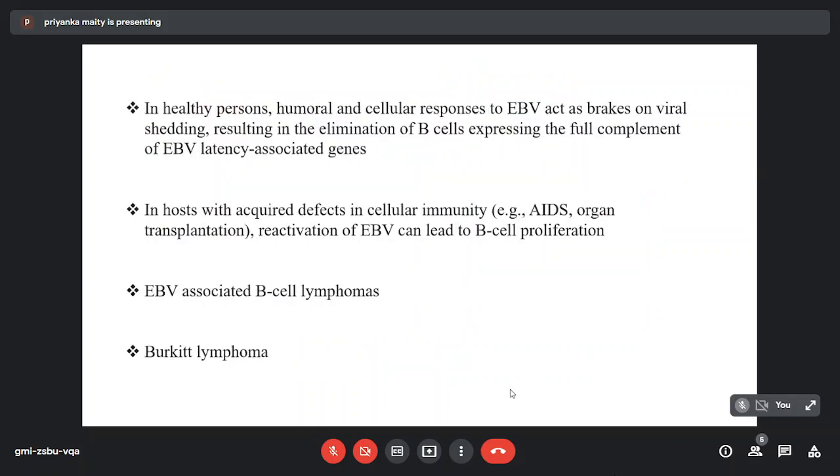In healthy persons, humoral and cellular responses to EBV act as brakes on viral shedding, resulting in the elimination of B cells expressing the full complement of EBV latency associated genes. In hosts with acquired defects in cellular immunity, for example AIDS or organ transplantation, reactivation of EBV can lead to B cell proliferation. B cell proliferation may cause B cell lymphomas. B cell proliferation accompanied by translocation 8;14 can cause Burkitt lymphoma.